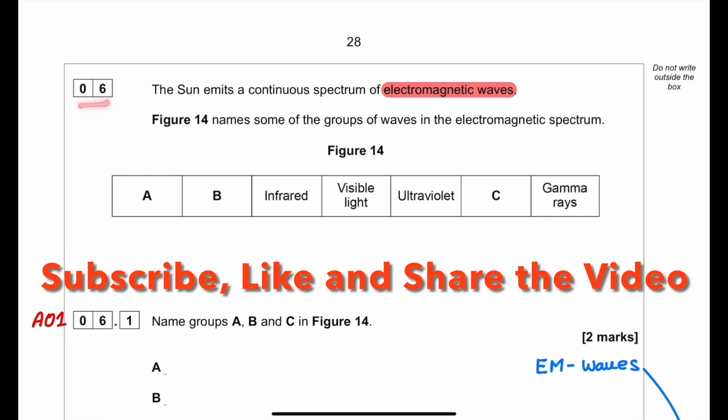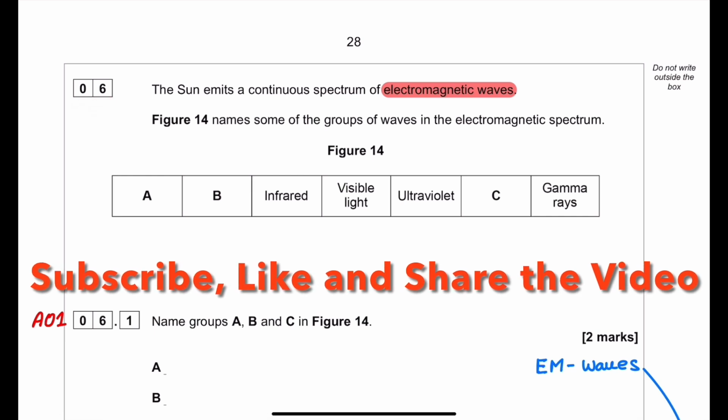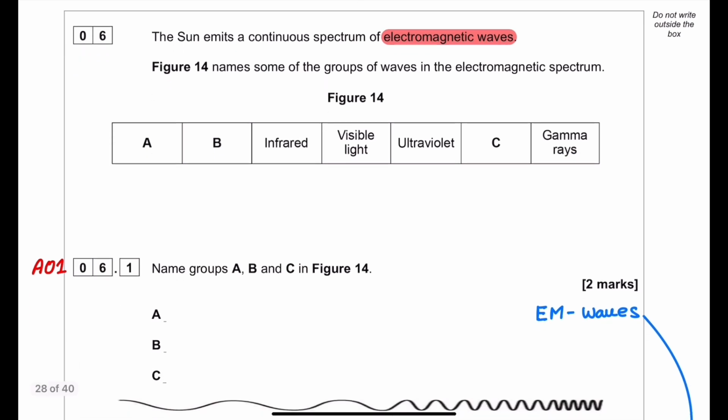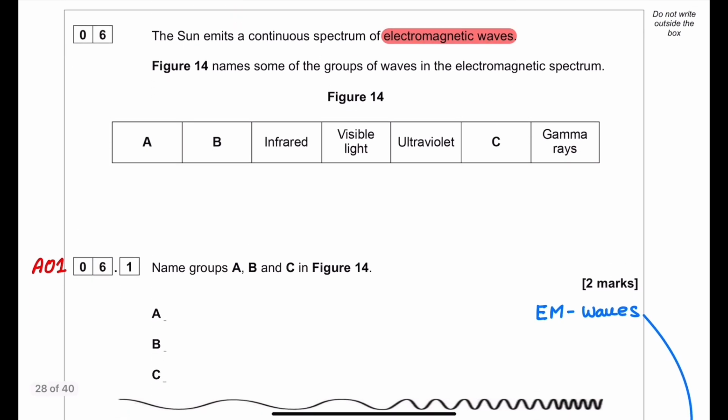Question number 6. The sun emits a continuous spectrum of electromagnetic waves, meaning EM waves. Figure number 14 names some of the groups of the waves in the electromagnetic spectrum. We can see here we have infrared radiation, visible light, ultraviolet radiations, and gamma rays. 6.1 is an AO1 question. Name the groups A, B, and C in figure number 14.